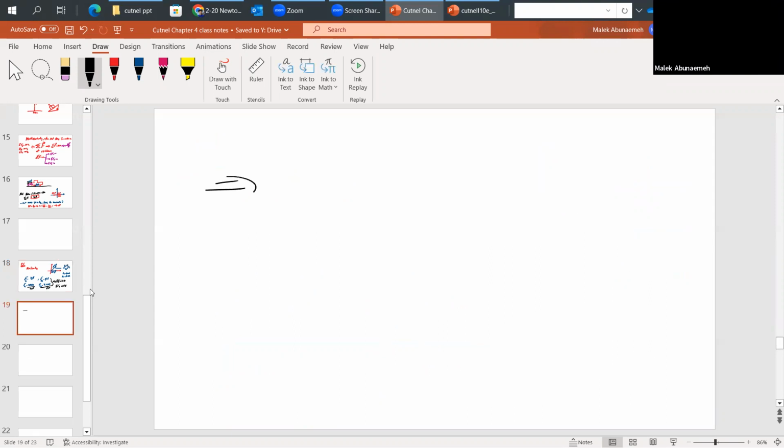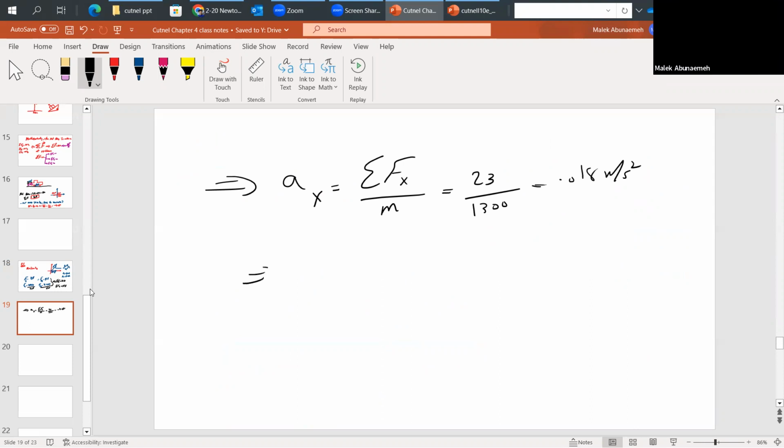Which means that the acceleration in the x-axis is going to equal the summation of your force in the x-axis divided by your mass. So it should be 23 newtons divided by your 1,300 kilograms. So you should get 0.018 meters per second squared. The acceleration in the y direction is going to equal the summation of the forces in the y direction divided by your mass, which is 14 newtons divided by 1,300. So you should get 0.011 meters per second squared.